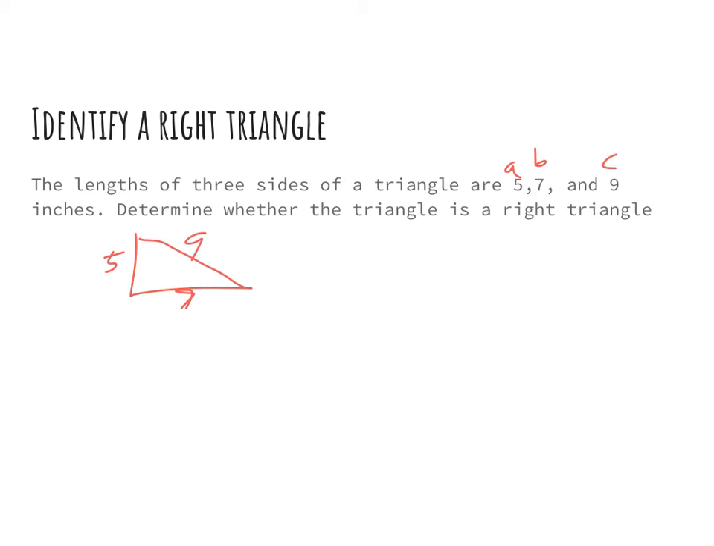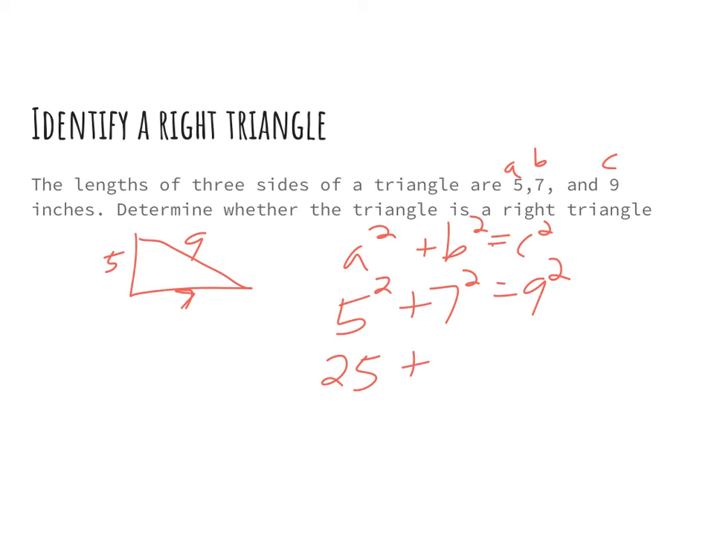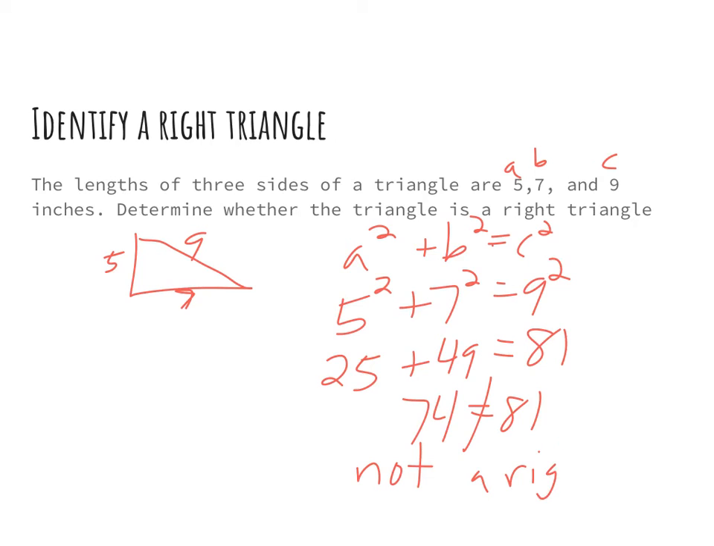My job is to figure out whether or not the triangle is a right triangle. So I'm going to use this formula that we've been using, and if it is in fact equal on both sides, then I know I would have a right triangle. So I'll have 5 squared plus 7 squared, and I'm going to see if that's equal to 9 squared. 5 squared is 25, 7 squared is 49, 9 squared is 81. If I add these two together, I get 74 is equal to 81, and that is not equal. So therefore, it is not a right triangle.